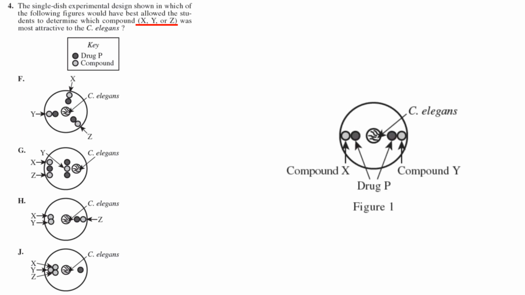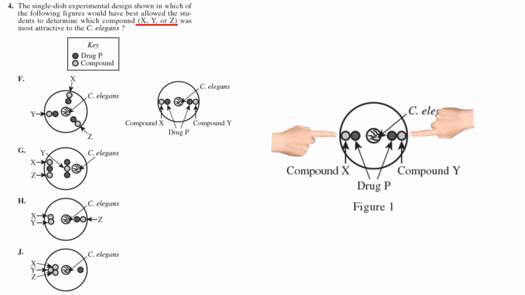Number 4, the single dish experiment design shown in which of the following figures would have best allowed the students to determine X, Y, or Z. So we look at what they tested. They were just testing 2 compounds for each experiment. You have the compound on the outside and the worms on the inside. So we want something that's in a similar configuration. The most similar configuration is going to be choice F, where you have the compounds X, Y, and Z on the outside and the C. elegans in the middle as well. So F.